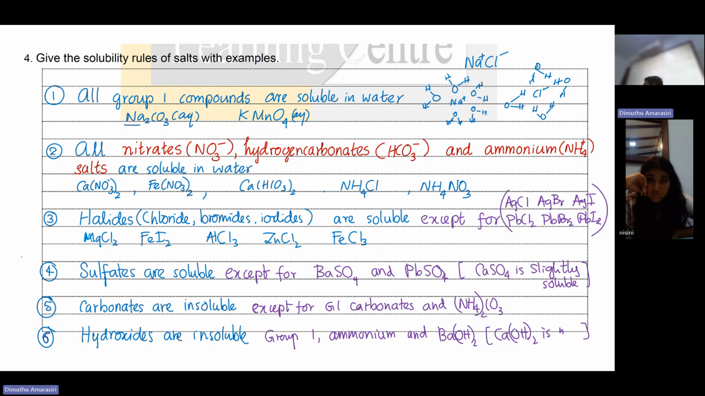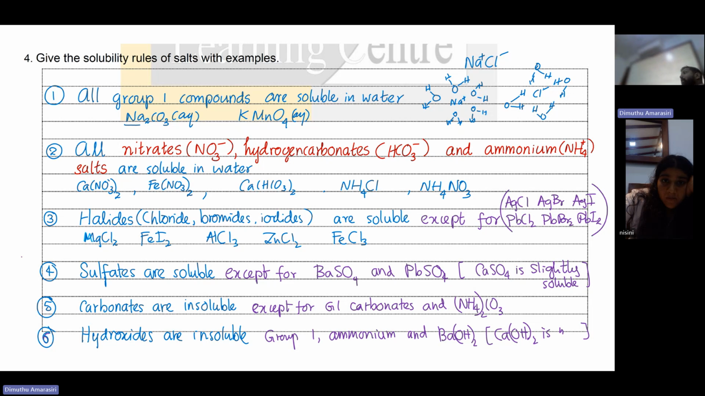You need to remember that this is insoluble. Now read the third one. Halides, chlorides, bromides, and iodides are soluble except for silver and lead halides. That's how you say it in short. All right. Now you read rule number 4. Read. Sulfates are soluble except for lead sulfate. There are also a couple of other small ones.